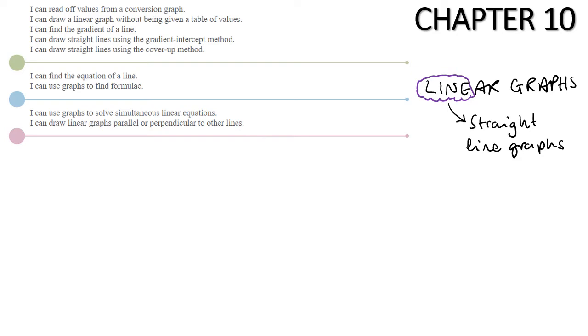The first thing we've got is reading off from a conversion graph. Okay, so that is this bit here. There's not much I need to say about conversion graph. Let me draw one. So let's say I had a graph that looked something like this. Okay, and this converted, I don't know, stones to kilos. Yeah, and actually if it was converting stones to kilos, the line wouldn't look like that. It would go through the origin, so it'd probably be something like this.